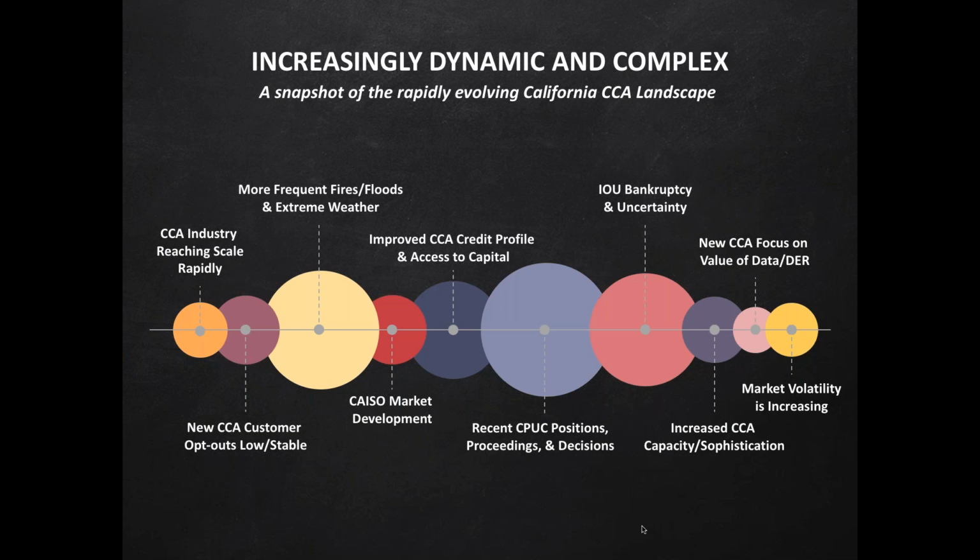I'm also not going to spend too much time talking about recent CPUC positions, proceedings, decisions, other than to say that many of them have been very, I would say, deleterious to CCAs. And I will say that particularly the PCIA and the increased cost for CCAs and their customers related to that is a major factor, and so that's part of the discussion for today. Clearly, PG&E's bankruptcy hearing, and the uncertainty surrounding that has a lot of importance for the CCAs, and it's really created some level of trepidation about moving forward with a number of things, and so we need to be watching that space and weighing in on that as well.